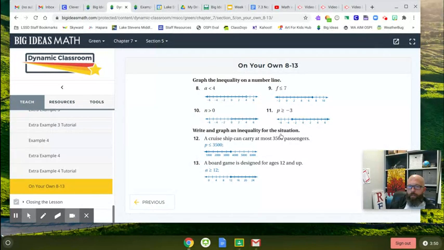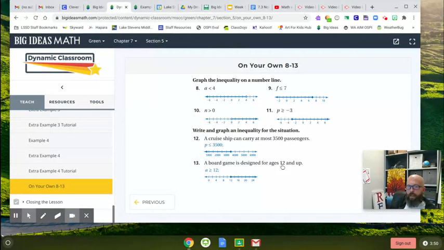Write and graph an inequality for the situation. A cruise ship can carry at most 3,500 passengers. So can it be less than? Yes. Can it be more than that? No. So it could be 3,500 though. So that's why it's a closed circle. It's less than or equal to. Closed circle and everything less than 3,500.